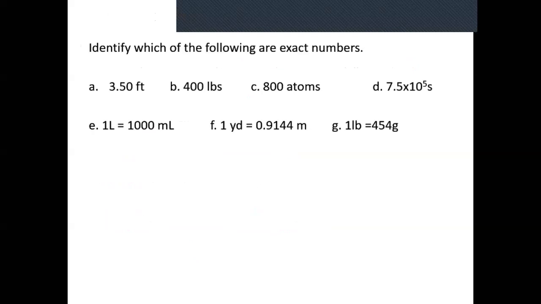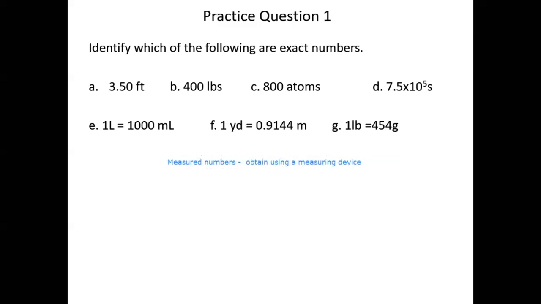Now, with significant figures, those deal with measured numbers. So measured numbers are obtained using a measuring device. So for example, you want to measure length, you use a tape measure. You want to measure speed, you use a speedometer, etc.